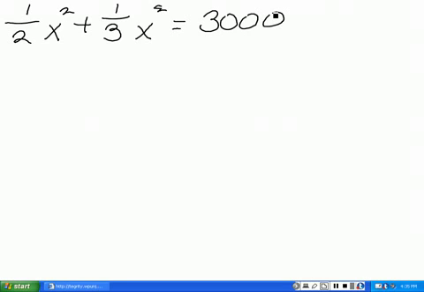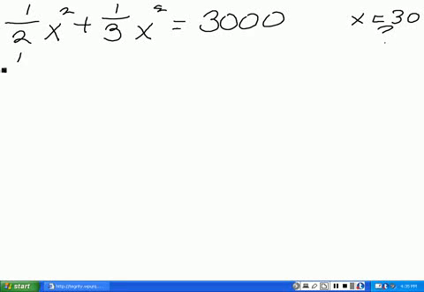So I'm just going to pick a number. I'm going to pick something easy for me. I want it to be divisible by 2. I want it to be divisible by 3. Let's just say, I'm going to guess x equals 30. And of course, that's my guess. Okay, so let's see what happens if I plug 30 in.